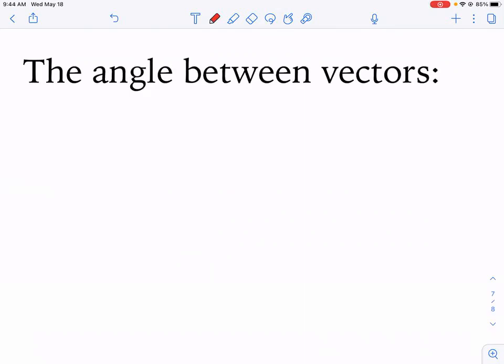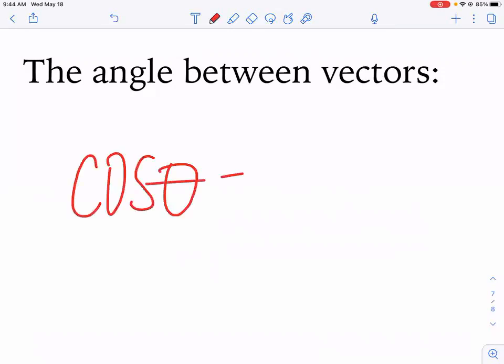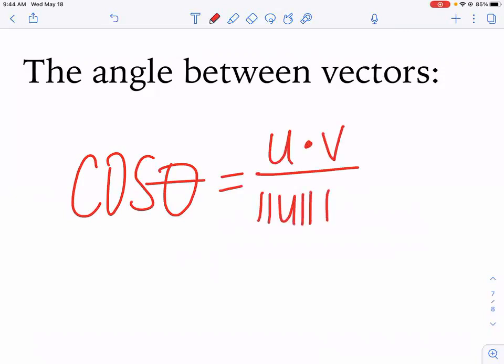And this is where the dot product comes in handy. I will remind you that for the angle between 2 vectors, we know that the cosine of theta is the dot product over the product of their magnitudes. So you will need your calculator, and you will need the inverse cosine button of your calculator.